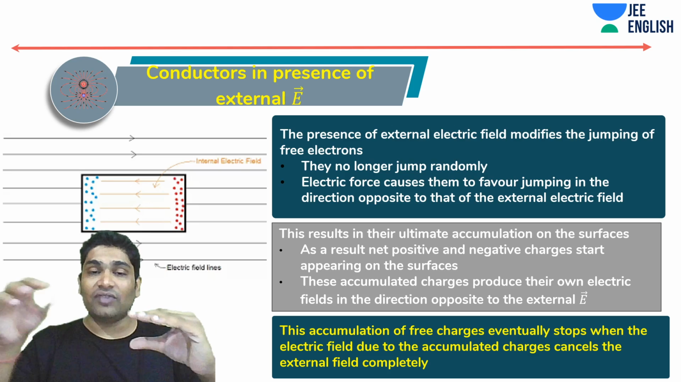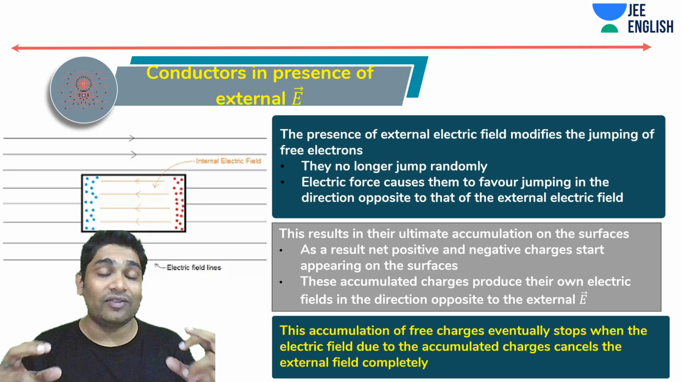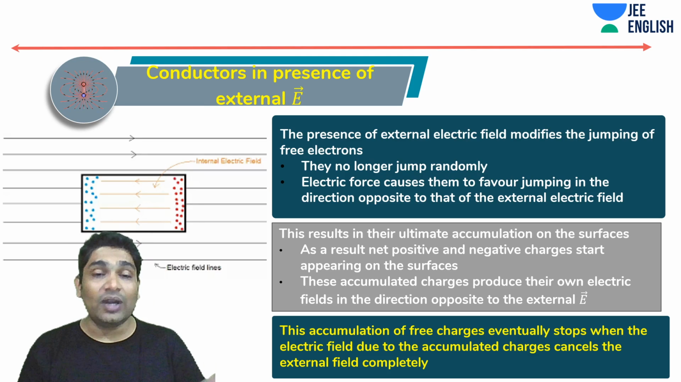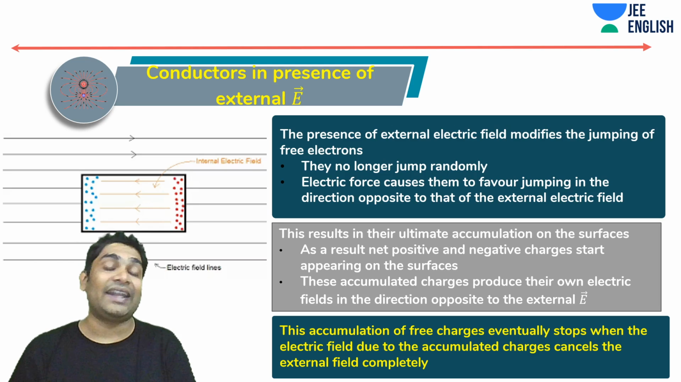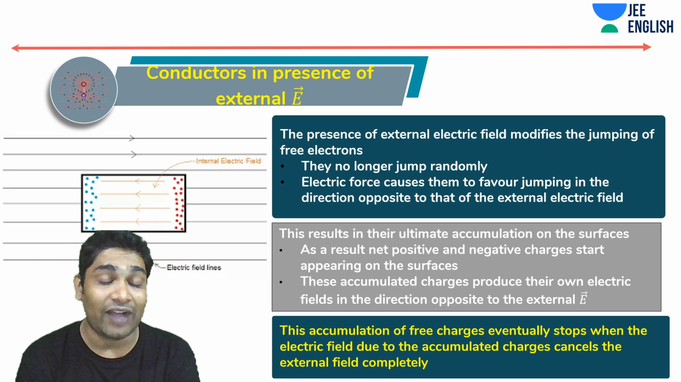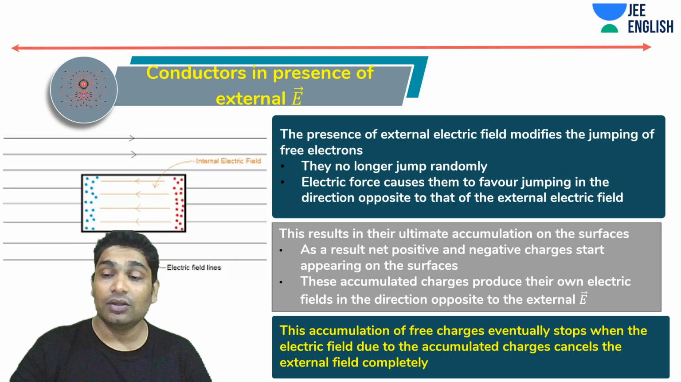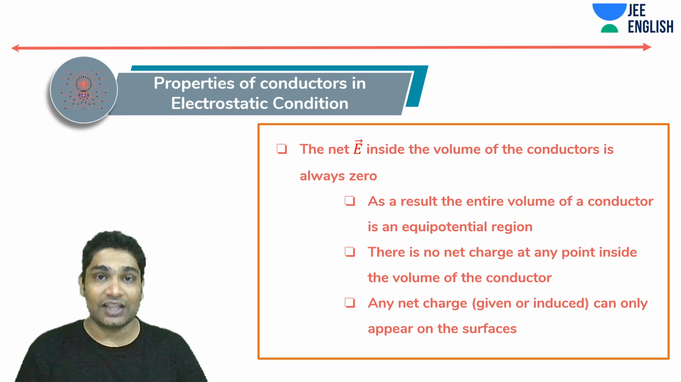So charge accumulation will happen for a bit, and once the internal electric field is strong enough to nullify the external electric field's effect, there is no net charge movement happening anywhere. This is what we call an electrostatic condition. Electrostatic, why? Because there are no charges moving anymore, right? So let's see what happens when the electrostatic condition is achieved.